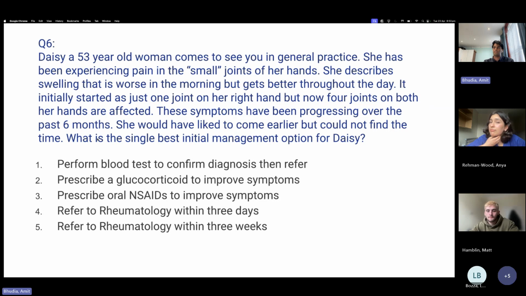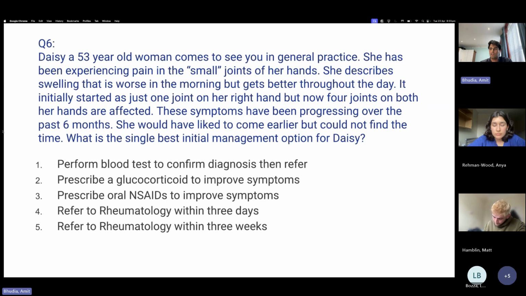So this is a 53-year-old woman. She is coming to the GP. She's got pain in the small joints of her hands. She's describing this swelling that's worse in the morning and gets better throughout the day. It initially started on one joint. Now it's on 4 joints of her hand. Symptoms have been getting worse over the past 6 months. She would have liked to come in earlier, but she couldn't find the time.